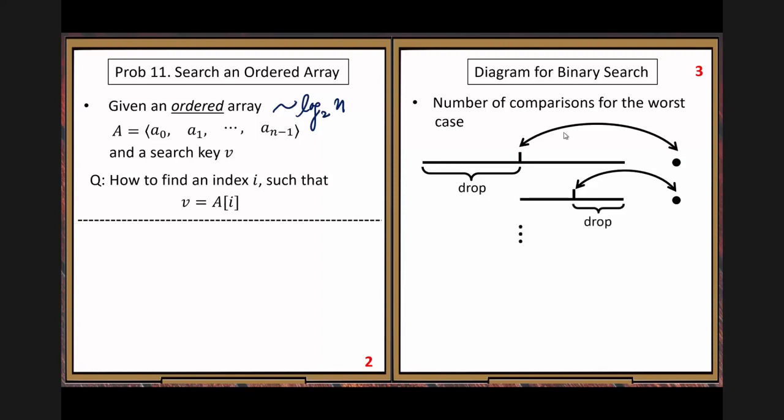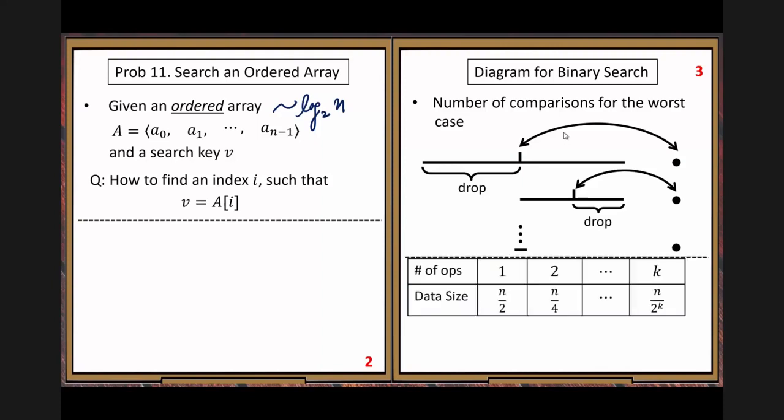Now, we keep doing it. We have to stop somewhere, right? You cannot do it forever. The question is, when should we stop? After a certain number of comparisons, we have to stop. But what is that exact number of comparisons? Let's make this chart.